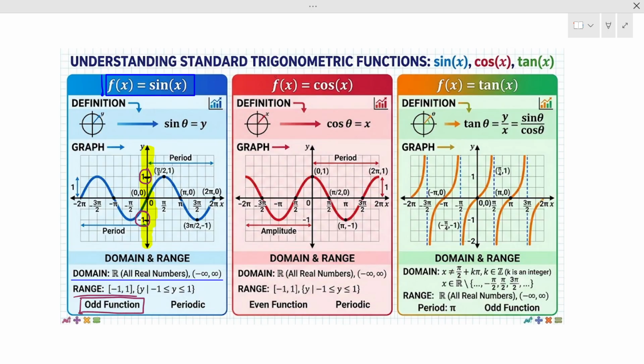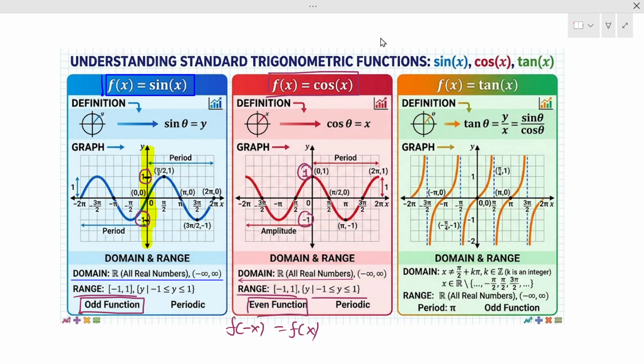Similarly, you can check for f of x equals cos x. You can see that cos x is an even function. Why? Because f of minus x equals f of x. Second thing, what will be the domain? The domain will be the same as sin x, the set of all real numbers, and the range will also be the same, as it goes from -1 to +1. Okay. Next thing, for tan x.